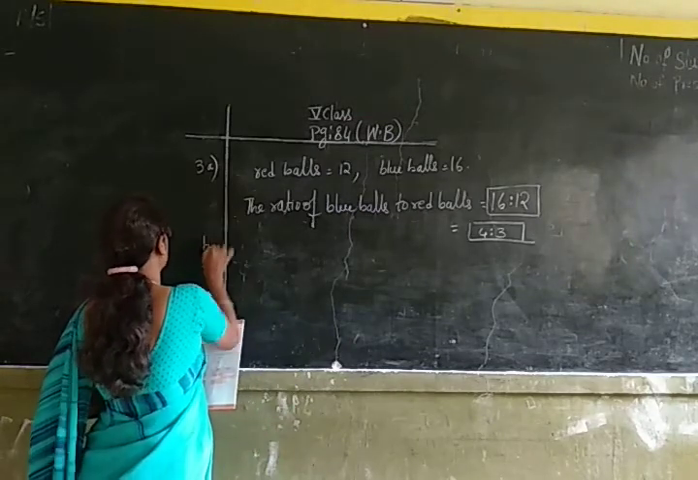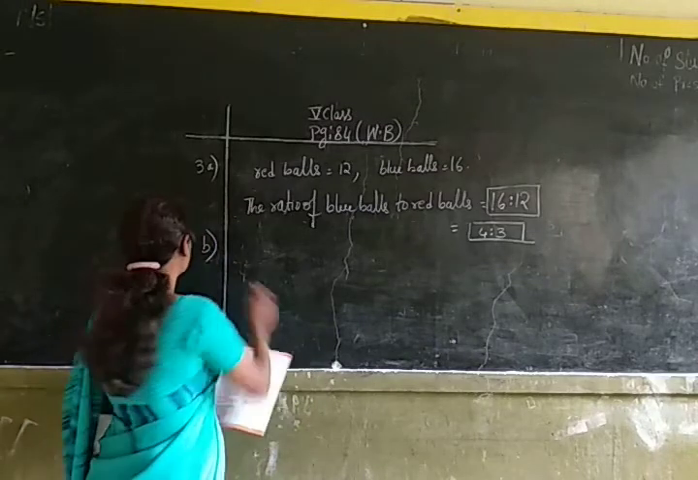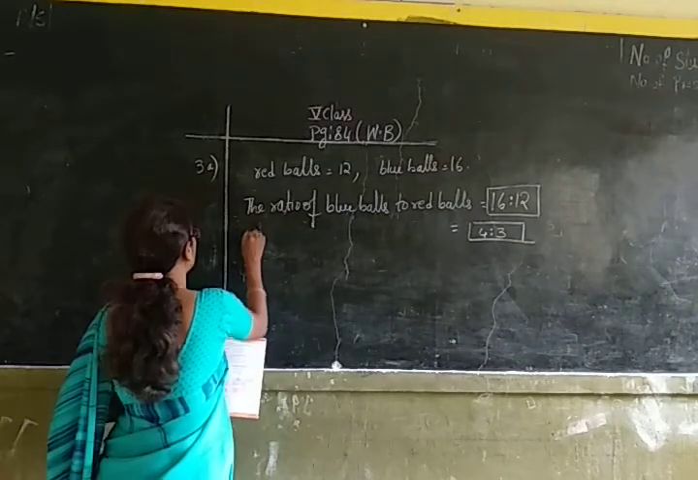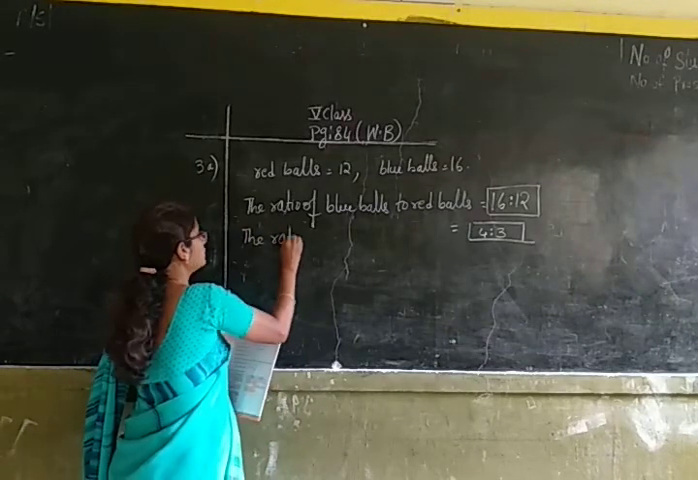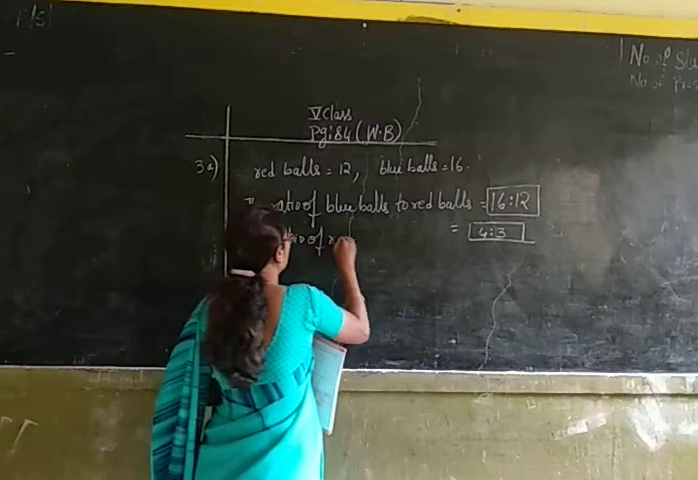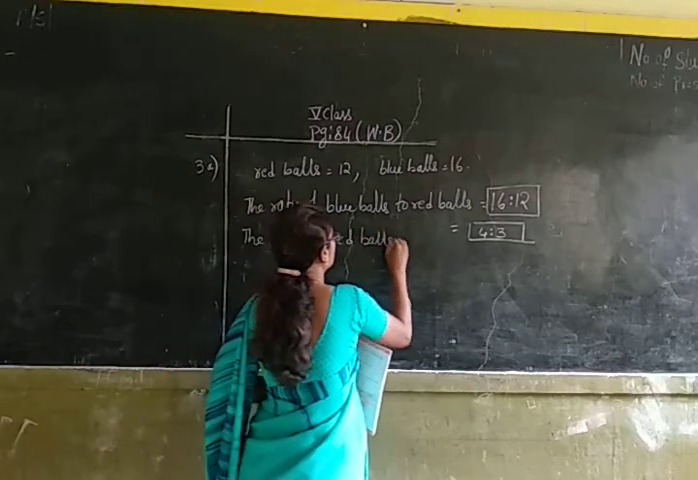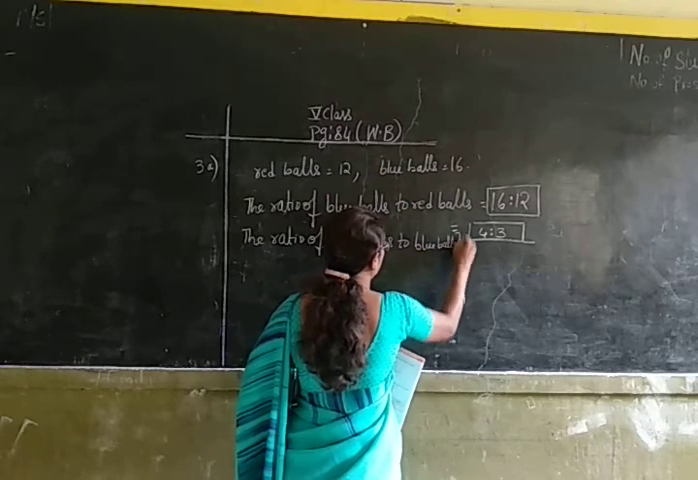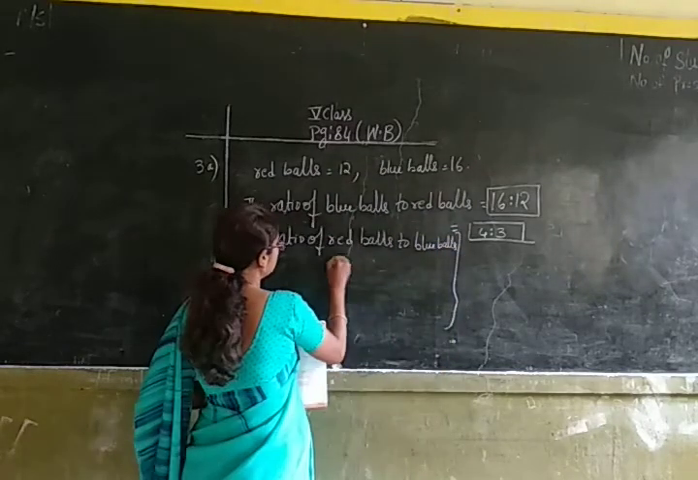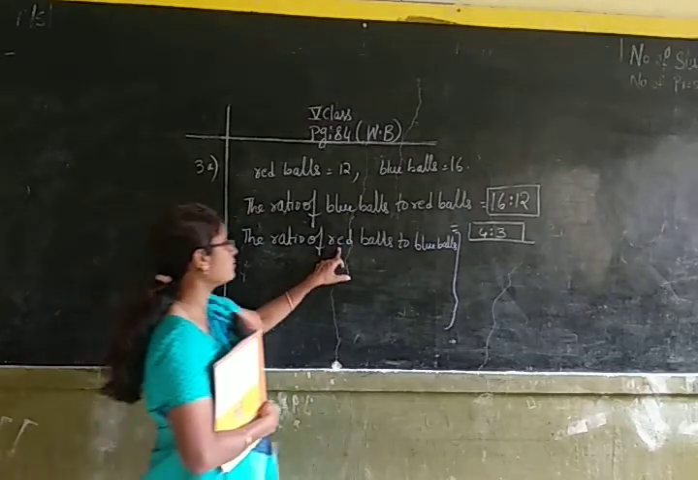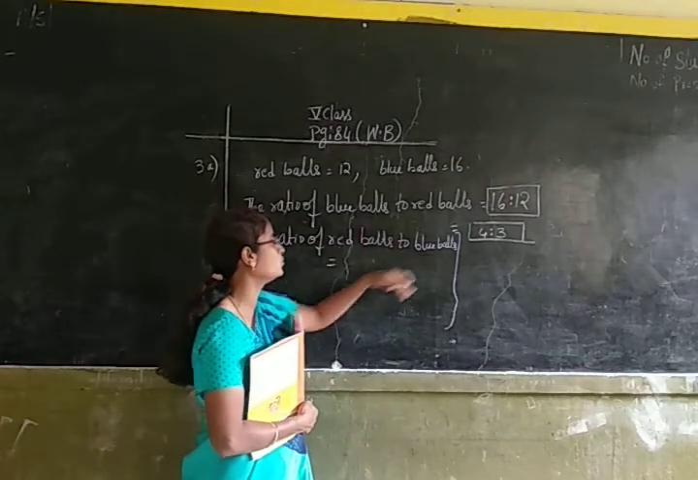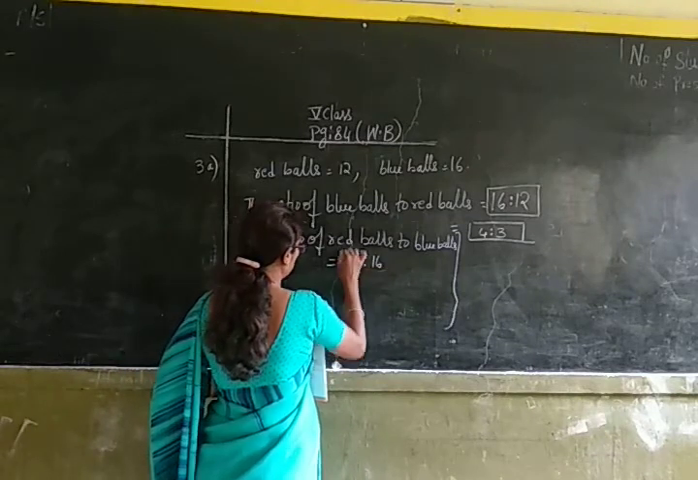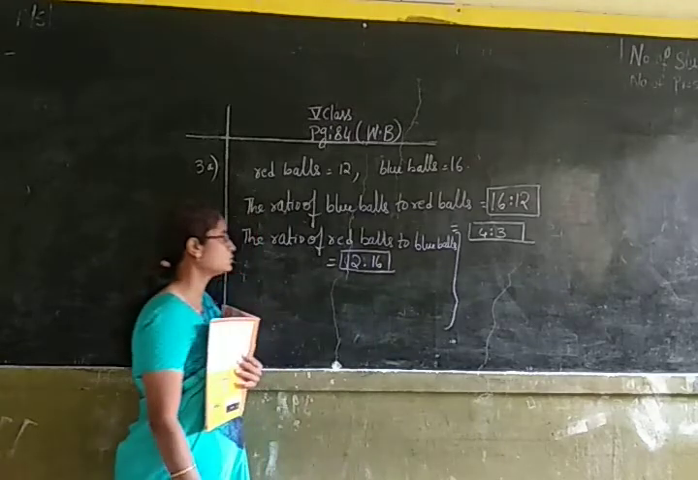Now let us do the next one. What is the next one? The ratio of red balls to blue balls. Now we have to write down the ratio of red balls to blue balls. First we have to write down the value of red balls and then the value of blue balls. Here there are 12 red balls and 16 blue balls. So the ratio is 12 is to 16.